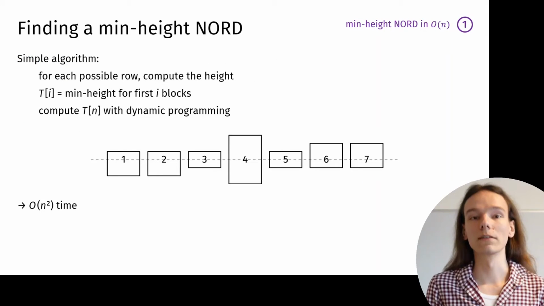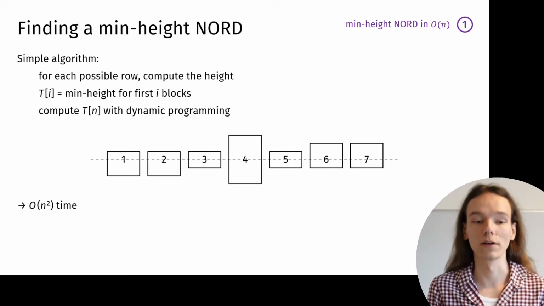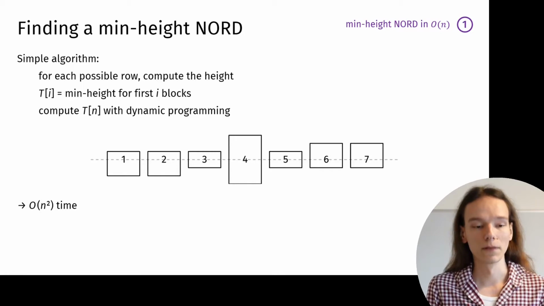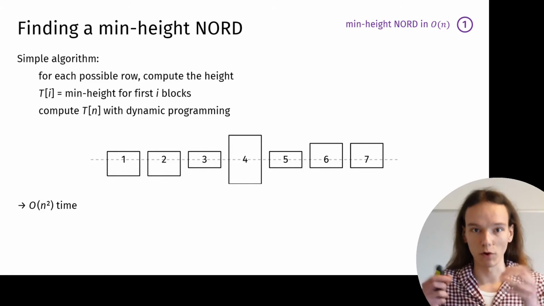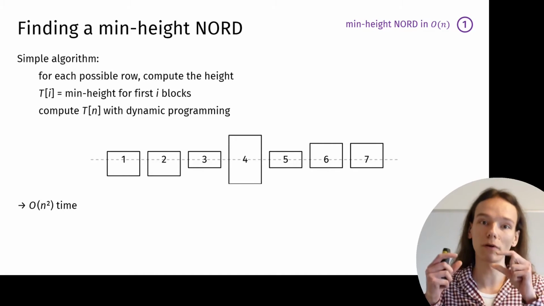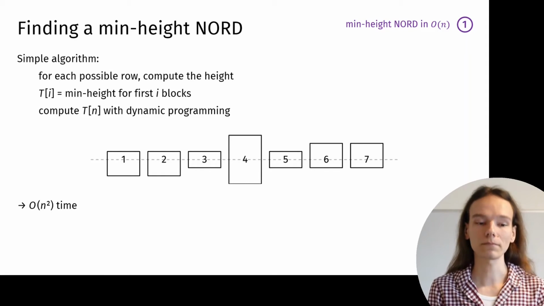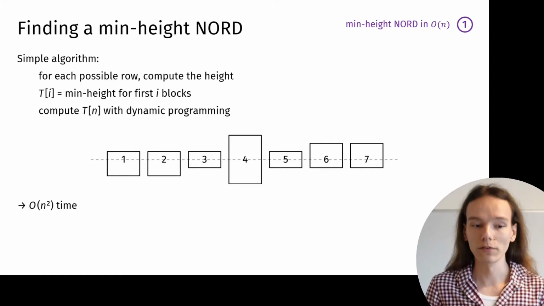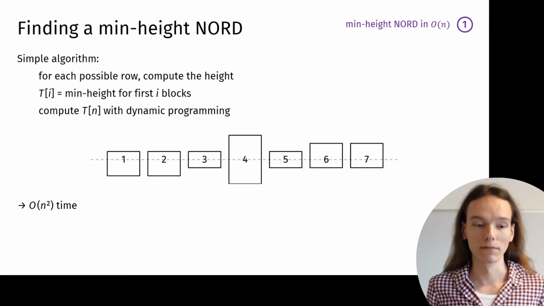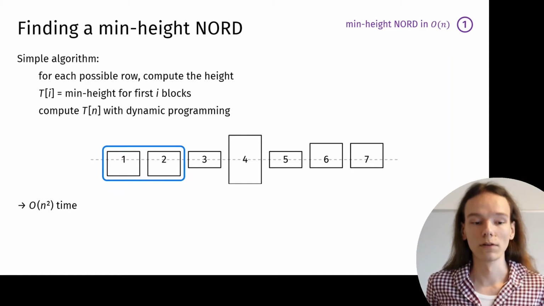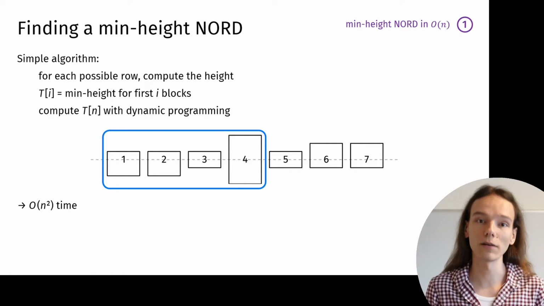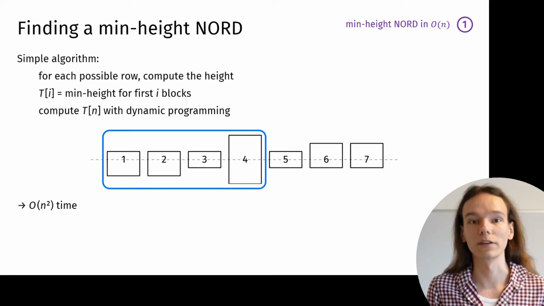So, how do we find a minimum height non-overlapping row drawing in linear time? For that, let me first talk again about this dynamic programming algorithm, the quadratic algorithm, which works as follows. For each possible row set of blocks, we can basically compute the height, which is just the maximum of the top heights plus the maximum of the bottom heights. And then we just define Ti to be the min height of the first i blocks, and we compute Tn with simple dynamic programming. So we first start by computing T1, then T2, then T3, and then T4, etc. And each of these computations individually takes linear time, so the total algorithm takes quadratic time to run.